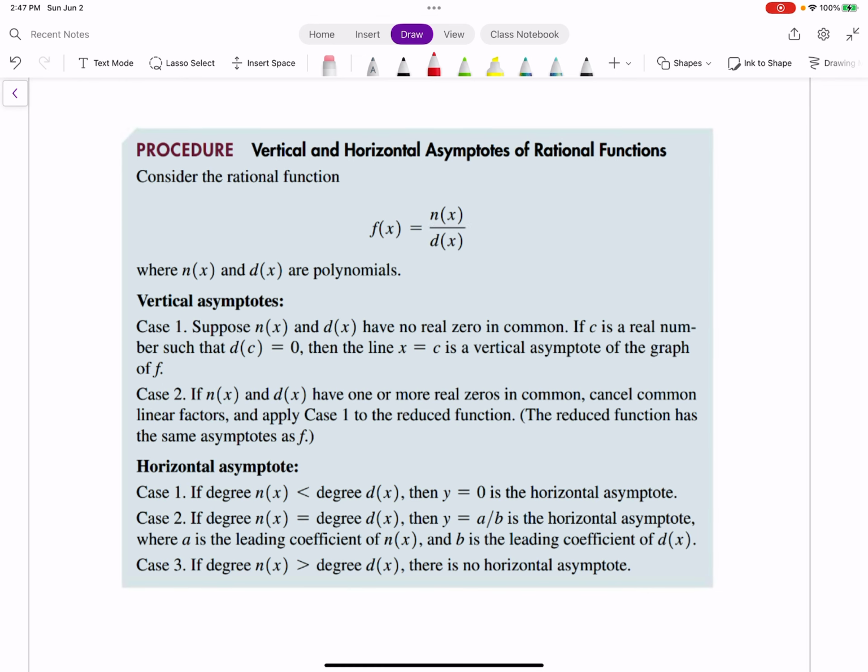For example, the vertical and horizontal asymptotes of a rational function. Vertical asymptote: suppose n of x and d of x have no real zero in common. If c is a real number such that d of c is 0, then the line x is equal to c is a vertical asymptote of the graph of f. And if n of x and d of x have one or more real zeros in common, cancel the common linear factor and apply case 1 to the reduced fraction. The reduced fraction has the same asymptote as f. That is for a vertical asymptote.